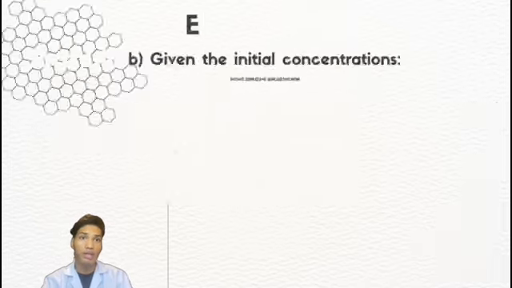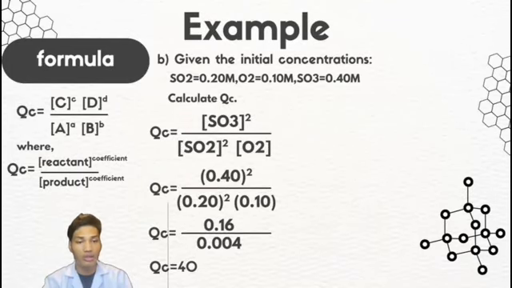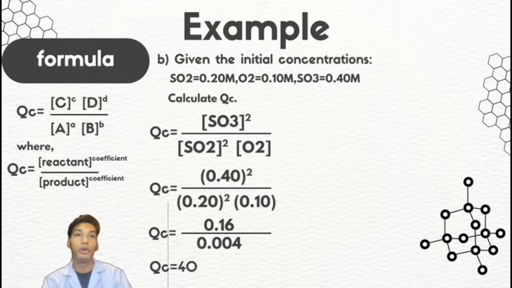For example B, given the initial concentrations, SO2 is 0.20 M, O2 is 0.10 M, and SO3 is 0.40 M. Calculate Kc.